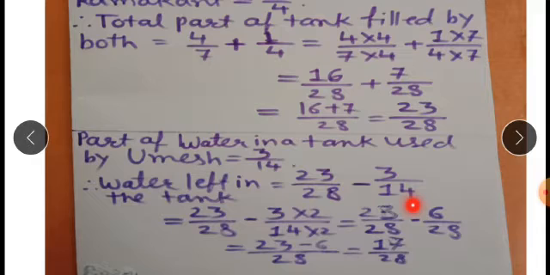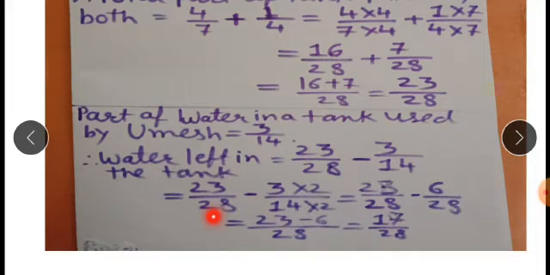Denominators are different, but students, if you see very carefully, then it is clearly understood that 28 is a multiple of 14. Therefore, if we multiply the second fraction by 2, we get the denominator as 28. Therefore, keeping first fraction as it is, 23 upon 28 minus second fraction 3 into 2 upon 14 into 2 is equal to 23 upon 28 minus 6 upon 28. Now the denominators are same. Therefore, 23 minus 6 upon 28 is equal to 17 upon 28.